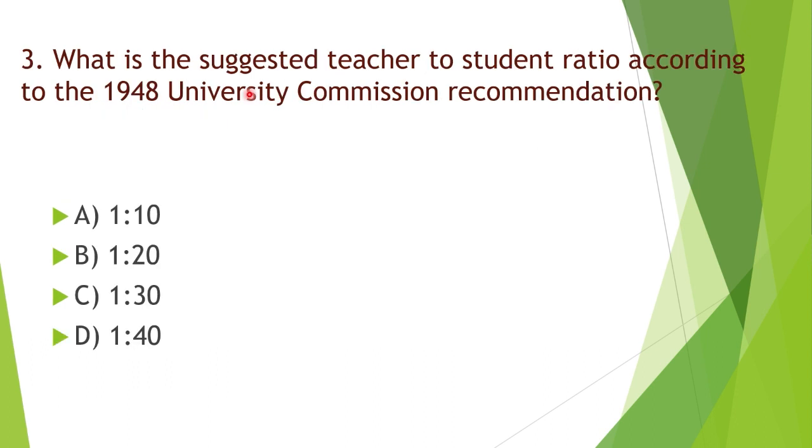Next question. What is the suggested teacher to student ratio according to the 1948 University Commission recommendation? So the Sarvepalli Radhakrishnan Commission suggested the teacher student ratio. In each class, how many students should be there, and for them how many teachers should be allotted. So they suggested D, 1 is to 40. So one teacher to 40 students. So D is the correct answer.